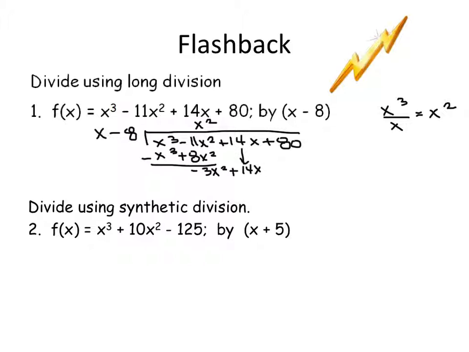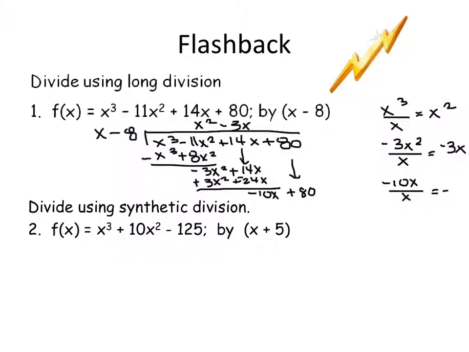Bring down the next term. Now you have a new inside term divided by the outside term, and that's what goes on top. Multiply that new term, distribute, so that'd be negative 3x squared plus 24x. Change the signs. Bring down the plus 80. Now you have a new inside term, and that's what goes on top. Distribute the negative 10, so negative 10 times x is negative 10x. Negative 10 times negative 8 is positive 80. Change the signs. So we have 0 remainder, so this is just our answer.